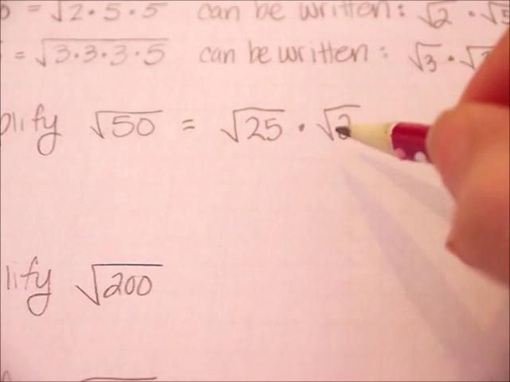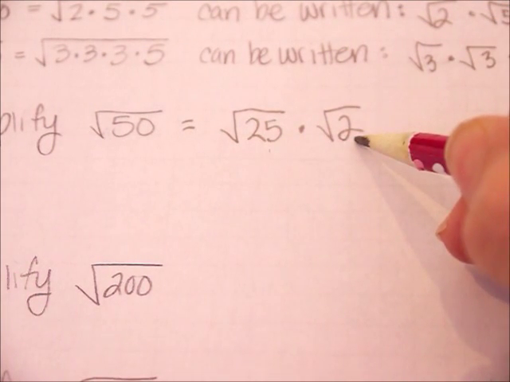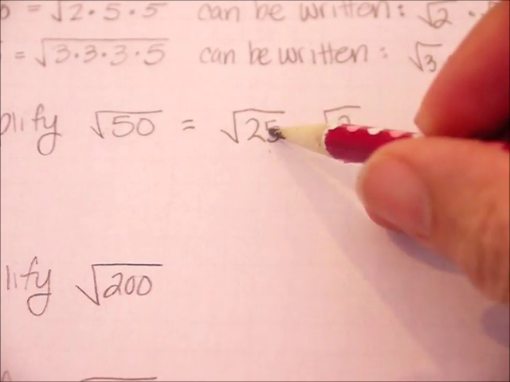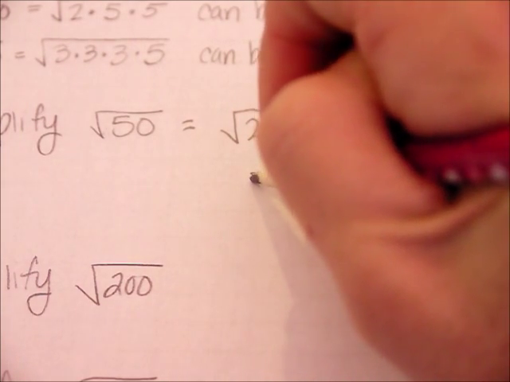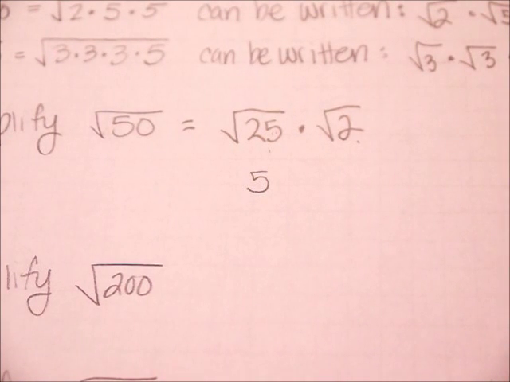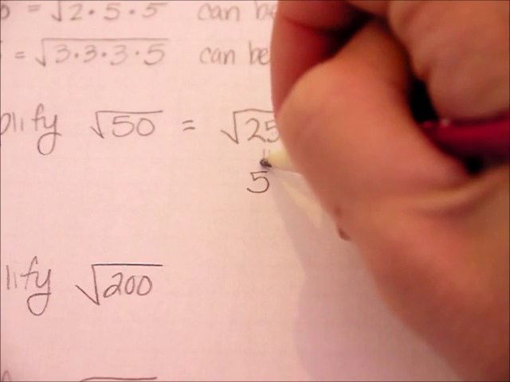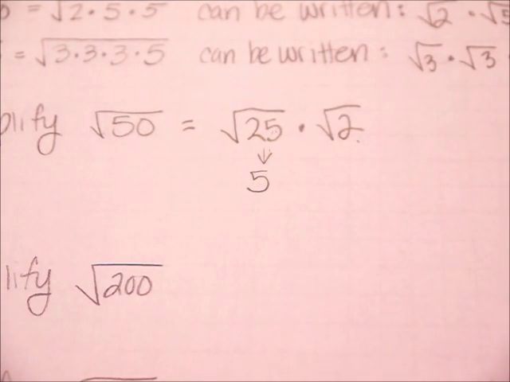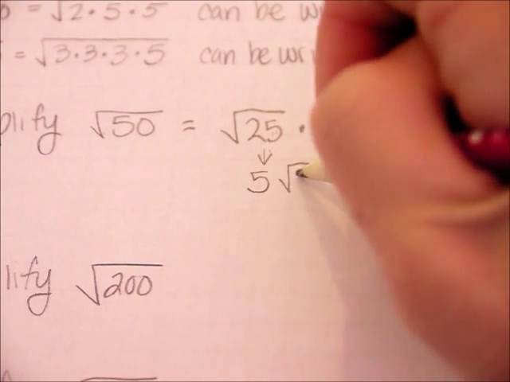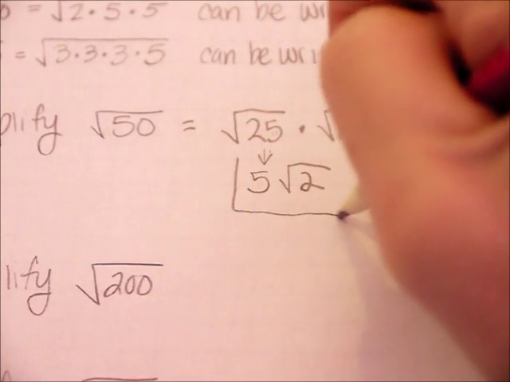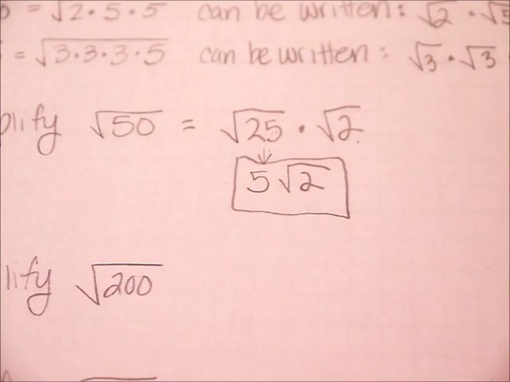So now that I have the perfect square separated out, look at that. We can take a 5 out of that, and now the radical is gone. So we want to take as much out of the radical as we possibly can. Square root of 25 is 5, and there are no perfect squares that are factors of 2. So here's our final answer. Does that make sense? I enjoy these.